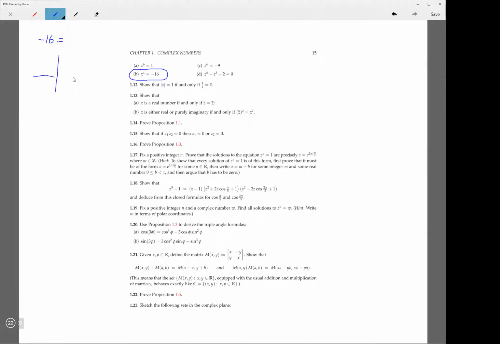Okay, that's the first thing you want to do. And negative 16 is over here. So one way to write it would be to go like that, use that angle there. And then the radius, this distance here, is 16. So that's going to be 16 e to the i pi.